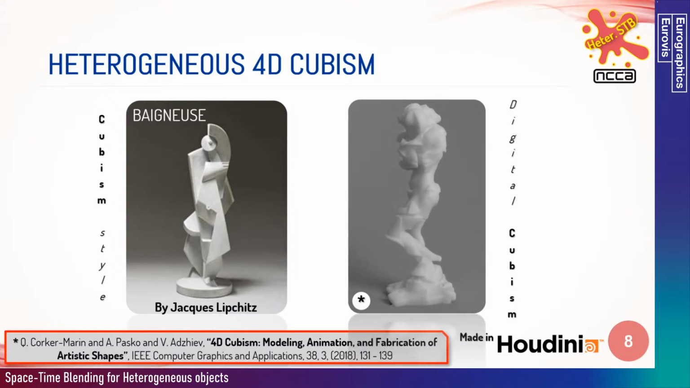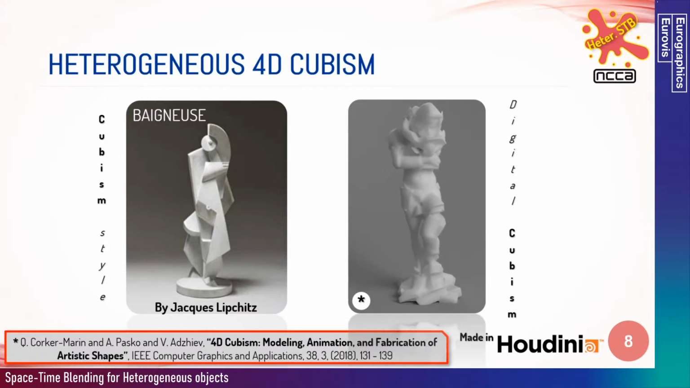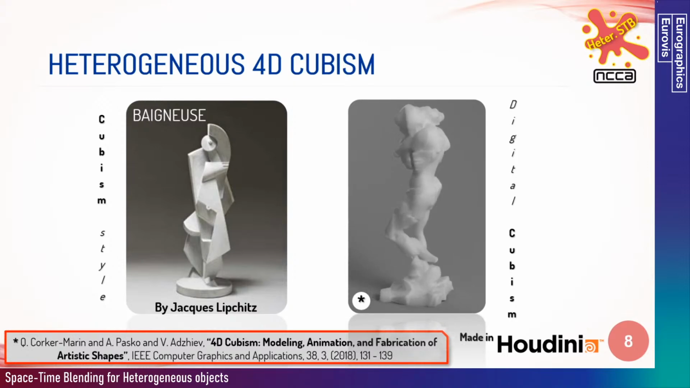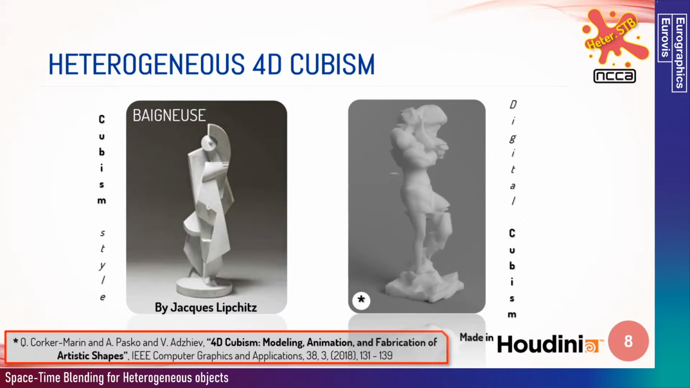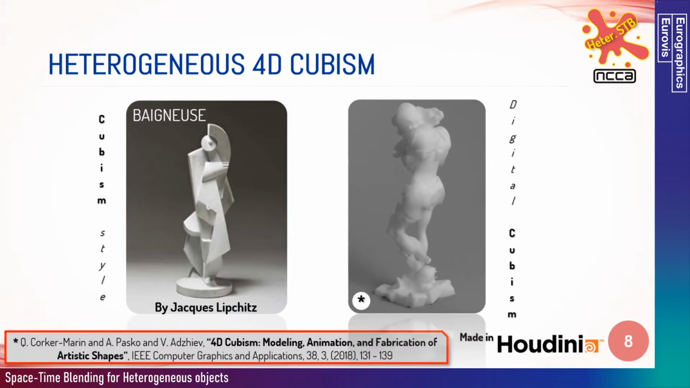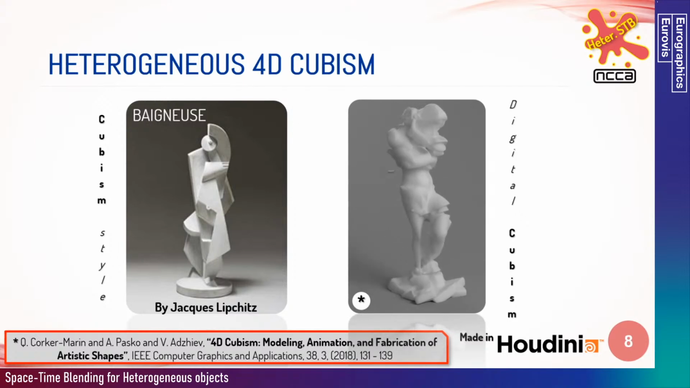In the previous work, made by my colleagues, an STB-based approach made in SideFX Houdini was introduced that makes it possible to convert such static artifacts into dynamic ones. You can see in the video one of the possible examples that can be produced using the introduced technique. Let's discuss on the next slide how heterogeneous STB could be applied here.